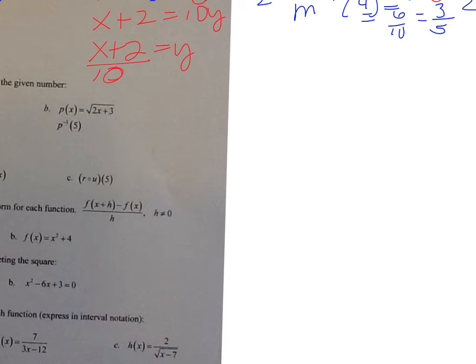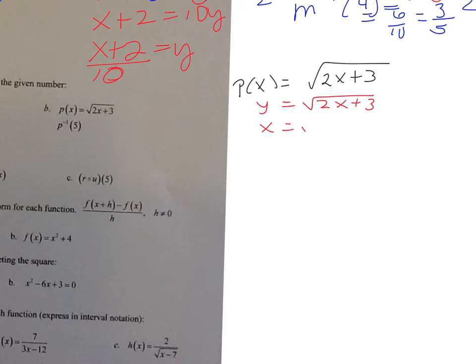All right, so let's write this down. We have p of x is equal to the square root of 2x plus 3, and I'm looking for the inverse of p of 5. So that means I have to find the inverse. So y is equal to the square root of 2x plus 3. Switch x and y. We get x equals the square root of 2y plus 3.